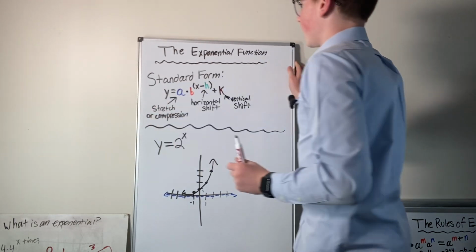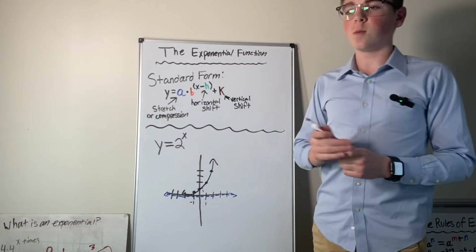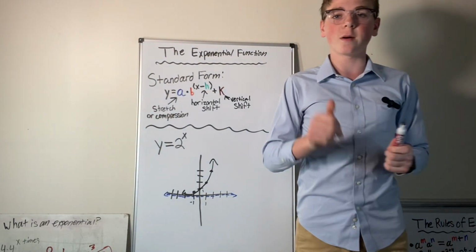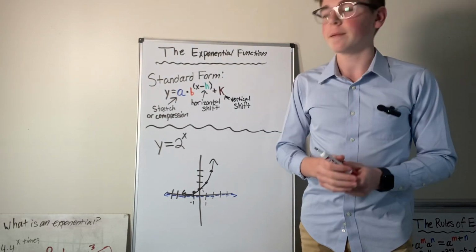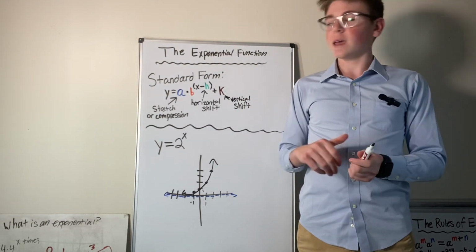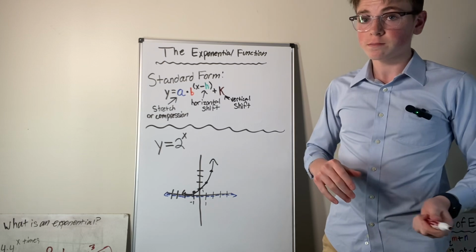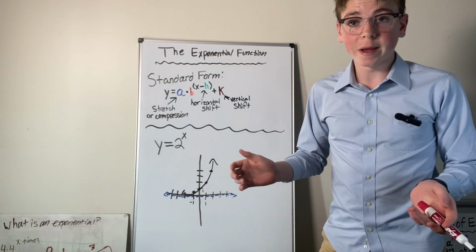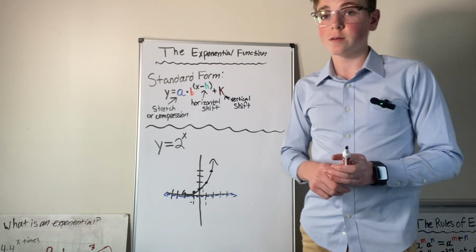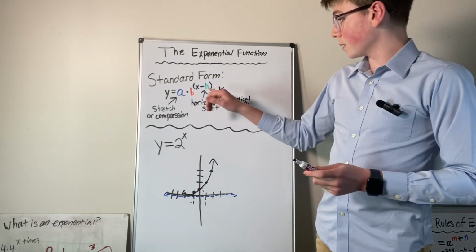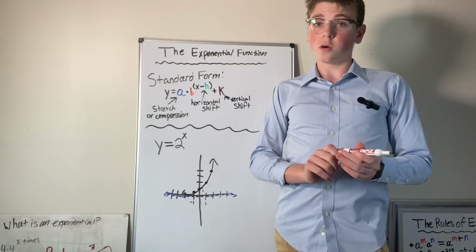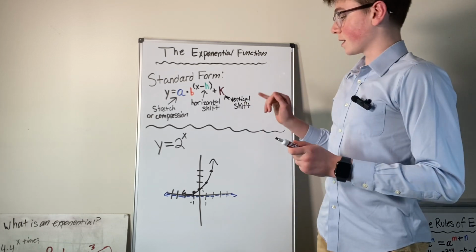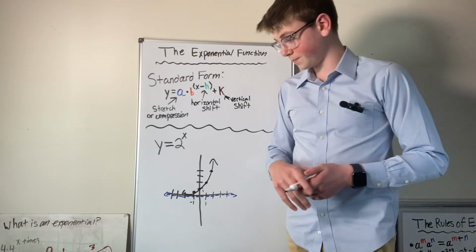So the exponential function, the standard form is y equals a times b to the power x minus h, plus k. So what does that mean? a is your stretch or compression. Your b is just your base. Our base over there was a 4. Here is our h. Our h is our horizontal shift. Then k is our vertical shift.